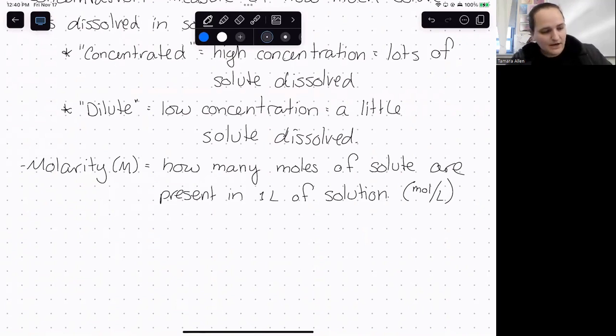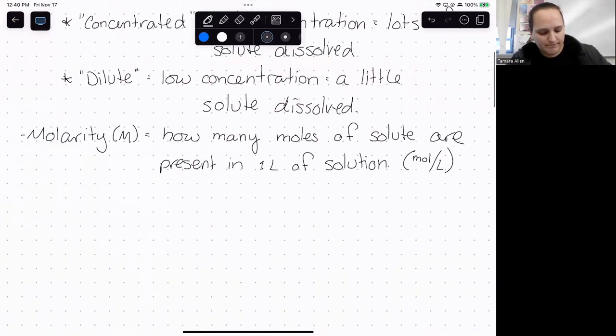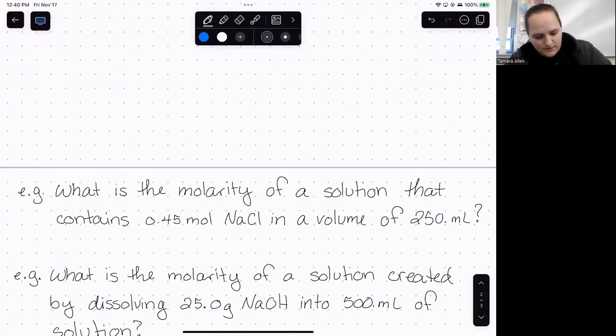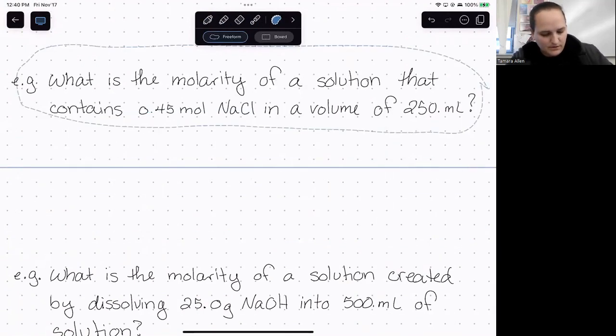So let's look at a few examples of how we can calculate molarity and how we can use molarity. So first up, here we go.